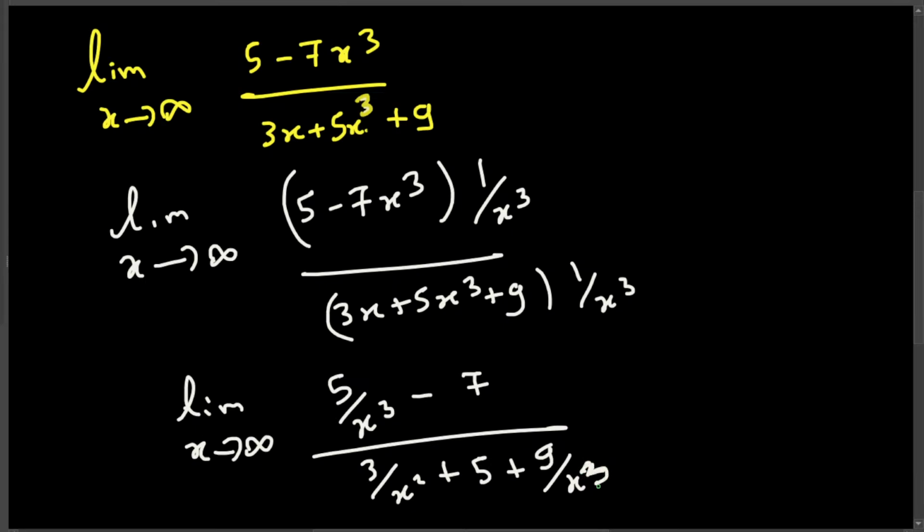Okay, now whatever the values that are dividing x, so x power something is going to be 0, because all of those are dividing by infinity. So we can substitute the infinity for these things and solve this.